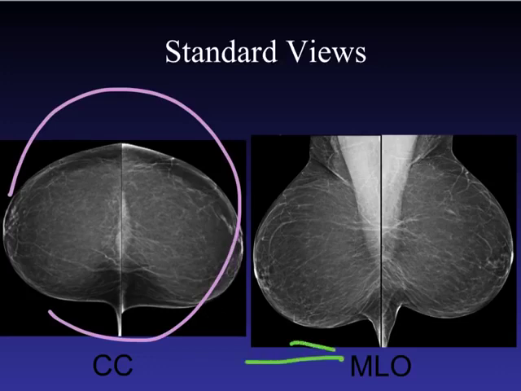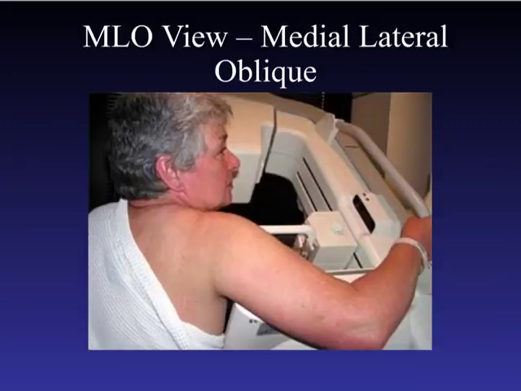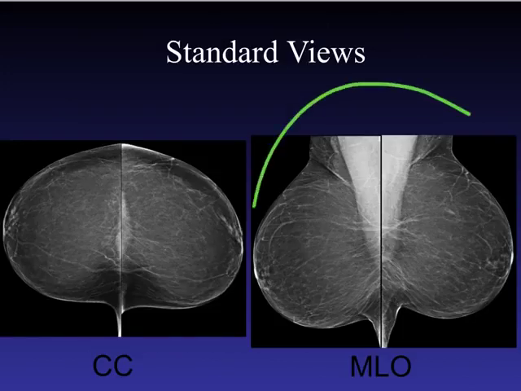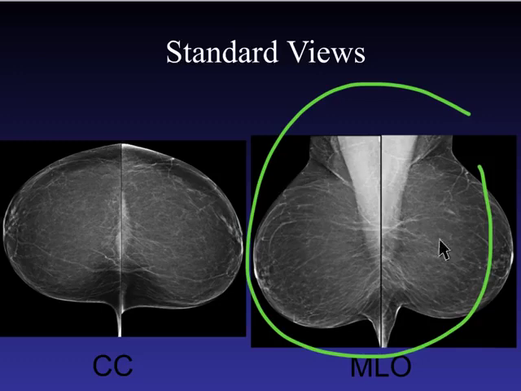The MLO view stands for medial lateral oblique, which is the direction that the X-ray beam travels when the image is acquired. In the MLO projection, the breast is placed in compression at a 45-degree angle, and the X-ray beam travels from the medial aspect of the breast, which is here, through to the lateral aspect of the breast. The result are these 2 images over here, where this is the superior aspect of the breast, and this is the inferior aspect of the breast.